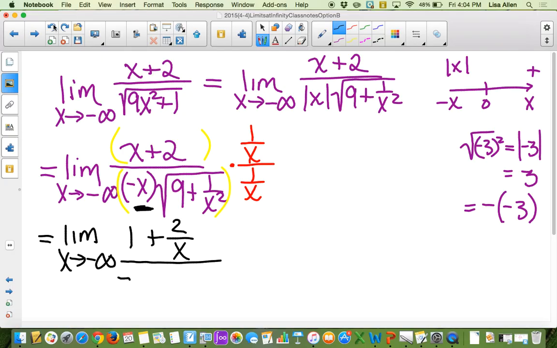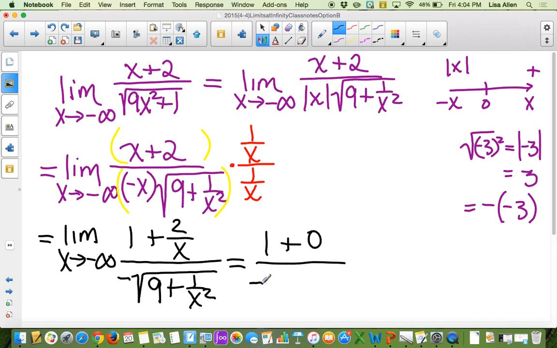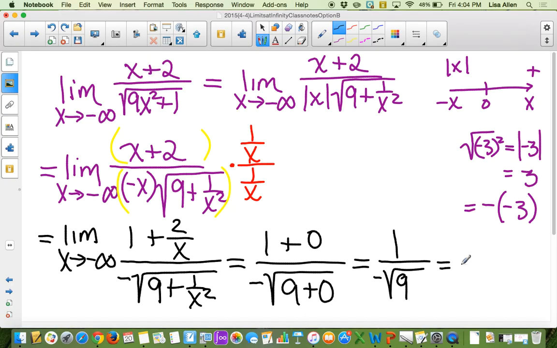Recall, you don't have to distribute when you have 3 factors. We're just multiplying these two together. So we get 1, or negative, the square root of 9 plus 1 over x squared. We're ready to take the limit now, so that turns out to be 1 plus 0 over the negative of the square root of 9 plus 0, which is equal to 1 over the negative square root of 9, which is equal to negative 1/3.